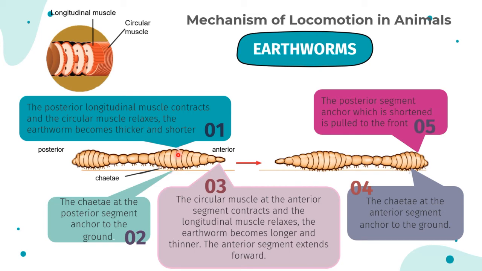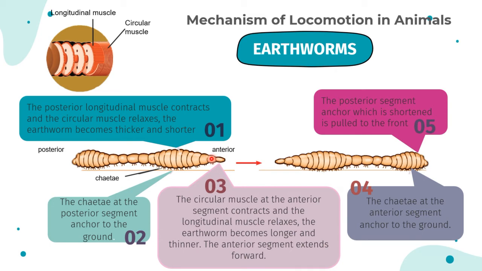Okay, and then what happens next? The KET at the posterior segment anchor the ground, will grip the ground. And then number three, the circular muscle at the anterior. Now we are talking about the circular muscle of the anterior segment, which will contract.